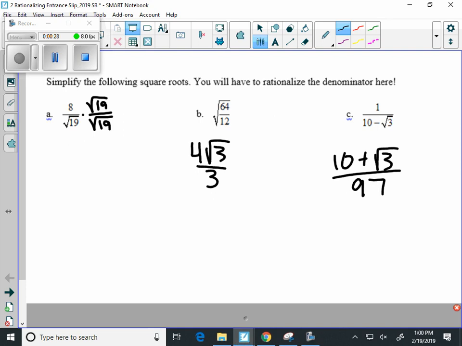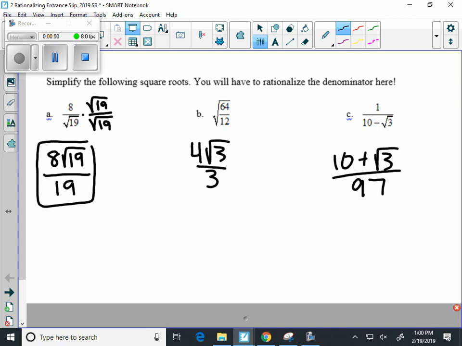So here you multiply straight across the numerator. 8 times radical 19 is 8 radical 19. And what was the trick we learned? When I multiply the same radicals together, it just becomes the radicand, the number underneath, which is 19. And 8 over 19 does not simplify, so this is your final answer. That one's pretty easy, yes?